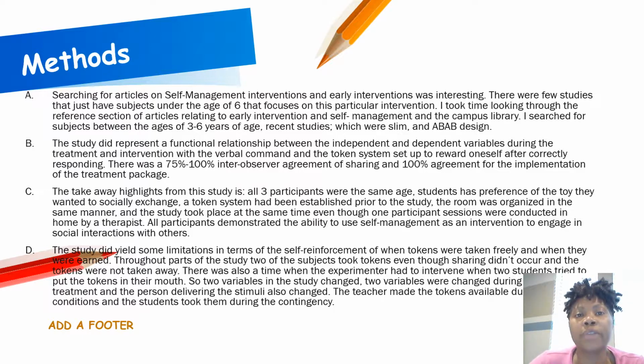And I also was looking for a particular design, which was the ABAB design. The study did represent a functional relationship between the independent and dependent variables during the treatment and the intervention phases, with the verbal command and the token system set up to reward correct responding. There was a 75 to 100% inter-observer agreement of sharing and 100% inter-observer agreement for the implementation of the treatment package.